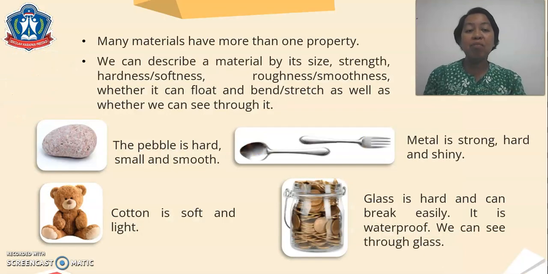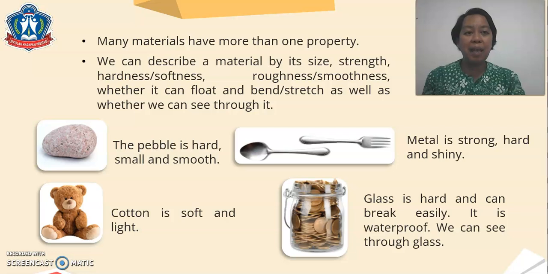Many materials have more than one property. We can describe a material by its size, strength, hardness or softness, roughness or smoothness, whether it can float, bend or stretch, as well as whether we can see through it.